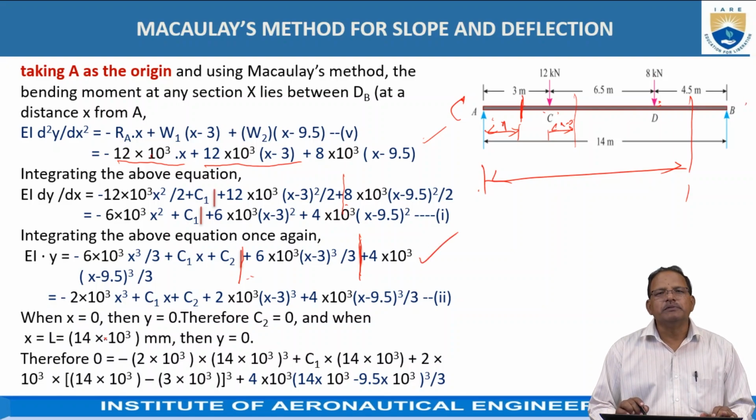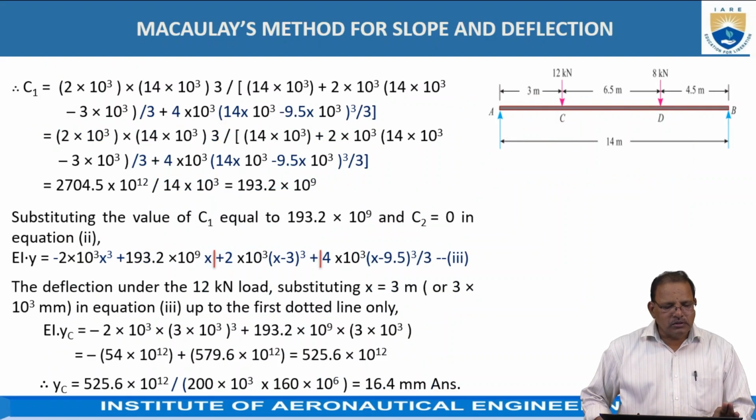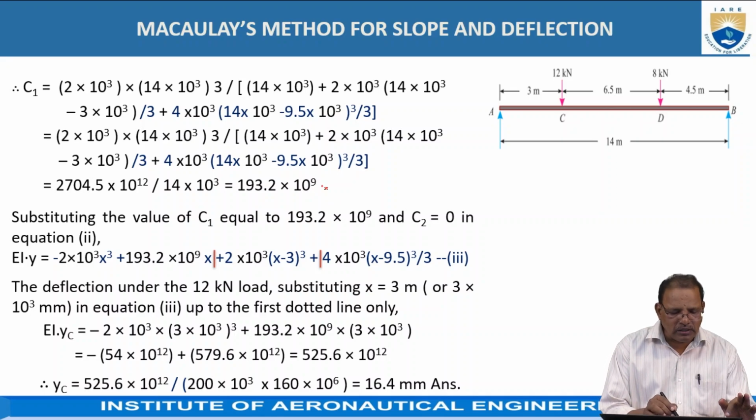When x is equal to 0, y is equal to 0. From this relation, we get C2 is also equal to 0. So one integration constant we got. The second condition is when x is equal to L, again y is equal to 0. By using these conditions, determine the value of integration constant C1. Doing the calculation, we got C1 equal to 193.2 into 10 to the power of 9.